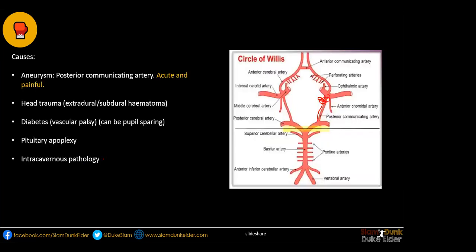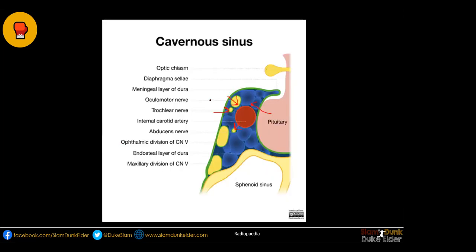Another cause is intracavernous pathology, so that's any pathology within the cavernous sinus where the oculomotor nerve is travelling. It could be a meningioma, it could be any type of inflammation within the tissues of the cavernous sinus. A big one is Tolosa-Hunt syndrome, which is, I think, an idiopathic inflammatory syndrome. You could have trauma, fractures, anything that happens within this cavernous sinus can cause problems with the oculomotor nerve.